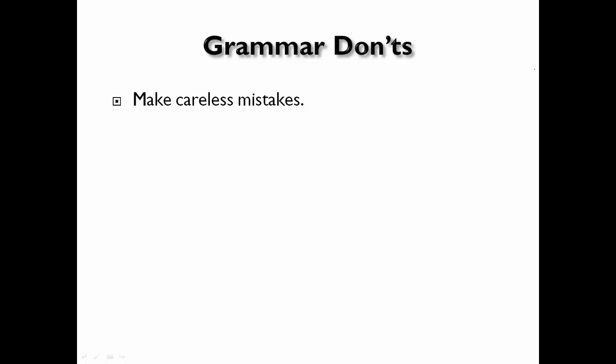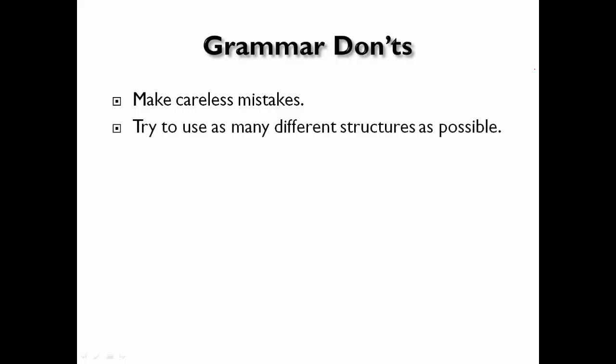You should also establish your common mistakes. So everybody has common mistakes. Some people have problems with plurals. Some people have problems with punctuation. Some people have problems with articles. What you should do is establish your common mistakes. Know that you make those mistakes, and then you can fix them.